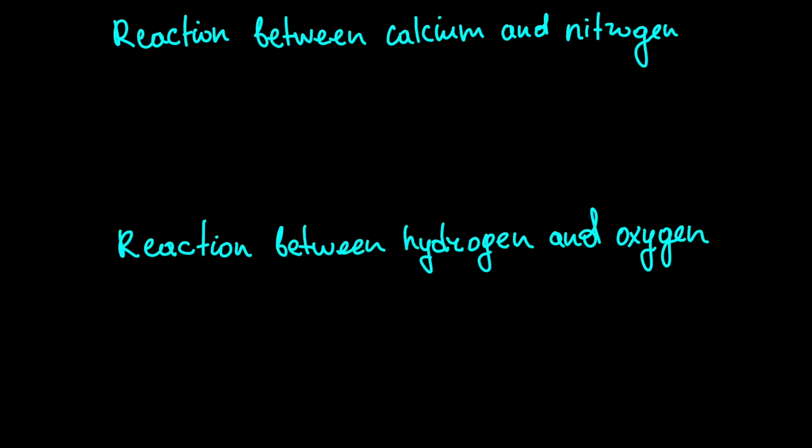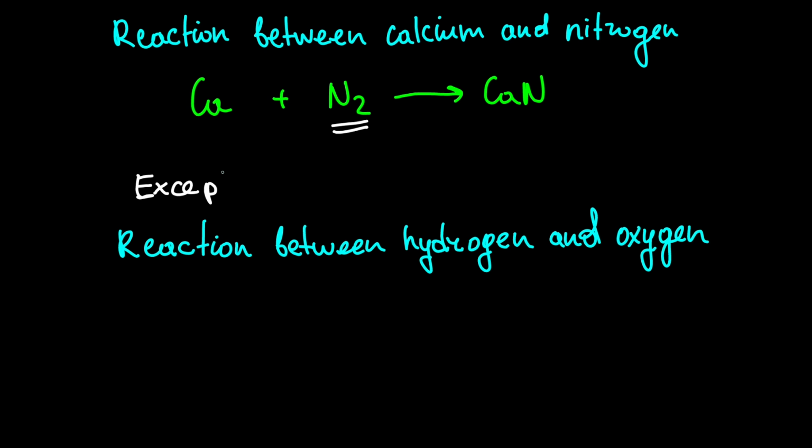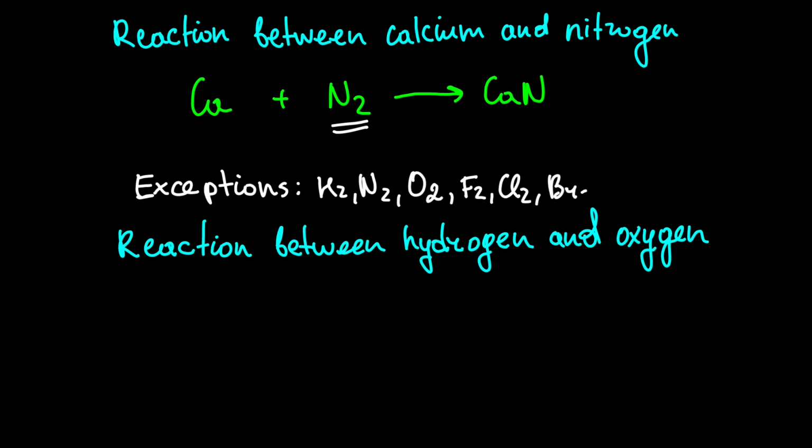In this case, we have a reaction between calcium and nitrogen. So Ca reacts with N2 and we get CaN. Now, a very important thing to note here is N2. There are 7 exceptions when we write a pure element with an index 2: hydrogen, nitrogen, oxygen, fluorine, chlorine, bromine, and iodine.